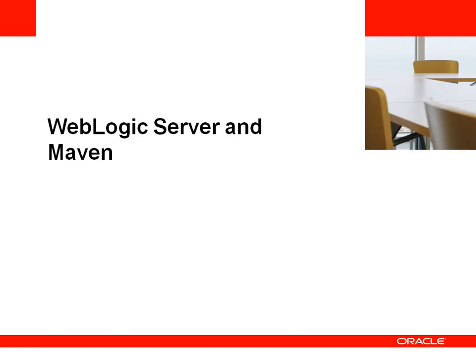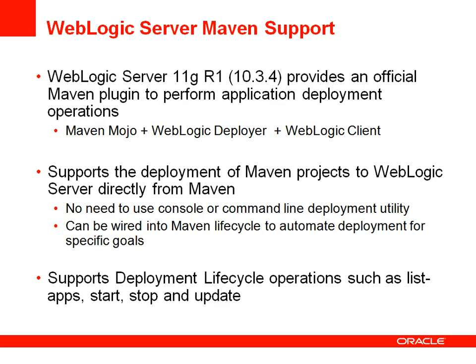Next, let's take a look at the work that we have done to integrate WebLogic Server and Maven. In WebLogic Server 11G R1 Patch Set 3, Oracle began including an official Maven plugin to perform application deployment and lifecycle operations. It is composed of the WebLogic deployer, the WebLogic client, and has a Maven mojo that defines the configuration of the plugin. The WebLogic Maven plugin supports the deployment of artifacts built using Maven directly from Maven, so you don't have to use the command line deployer utilities or the admin console.